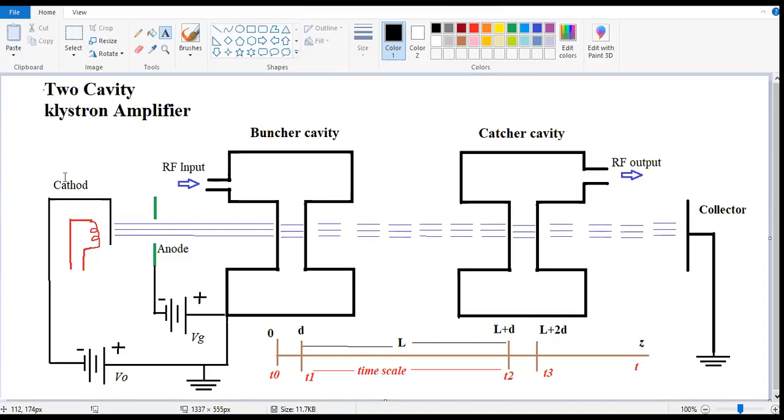Is there any doubt in this? Otherwise we will go further. Next is the bunching distance and time scale, that we will discuss.